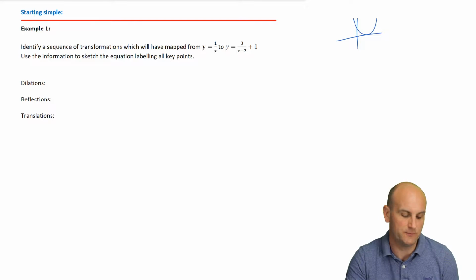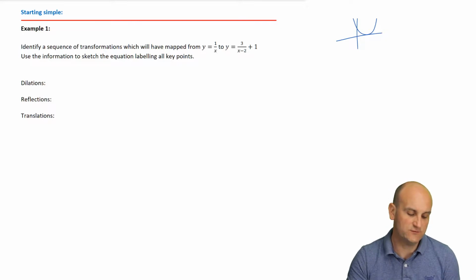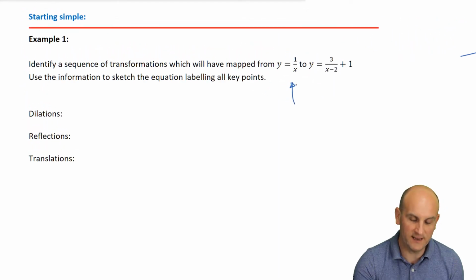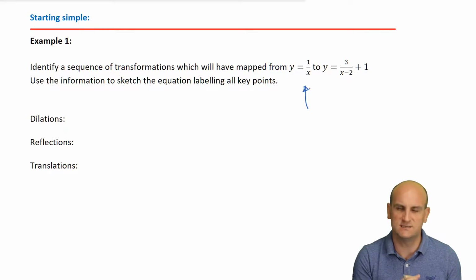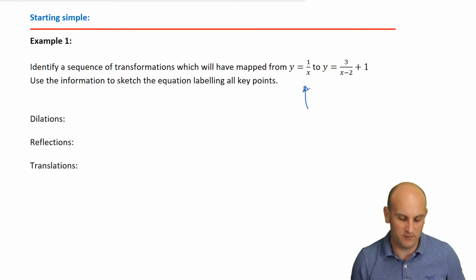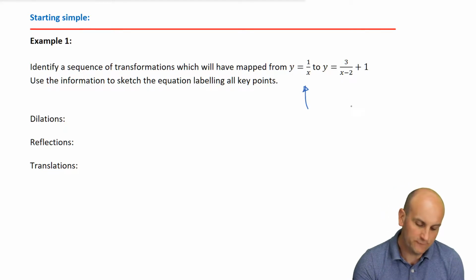I will probably say that in a number of videos because it's critically important, but let's get into our first example. Identify a sequence of transformations which maps 1 on x. So the graph of y equals 1 on x. I always think of that as my base graph. That's what it started as. There are a number of graphs that are base graphs, and you need to know them: hyperbolas and truncus and cubics and quartics and square root graphs. Very, very important. So it's gone from that to this.